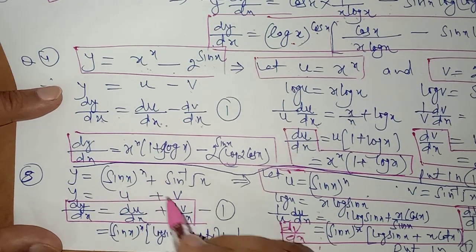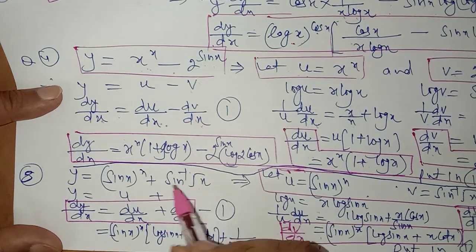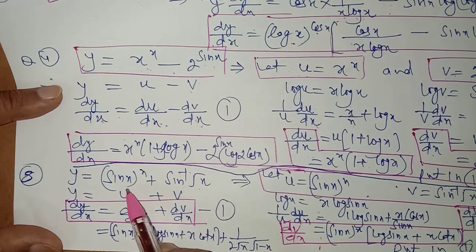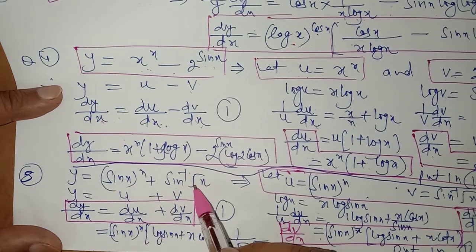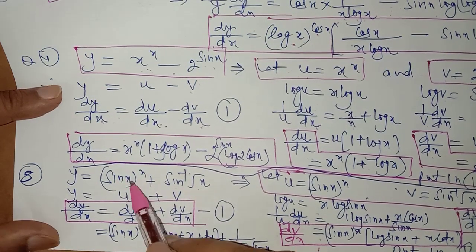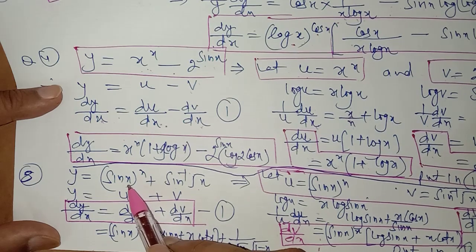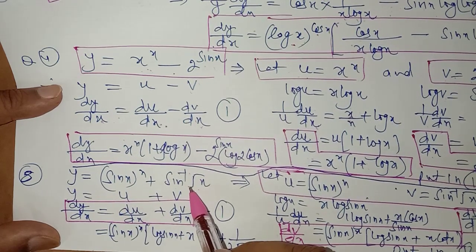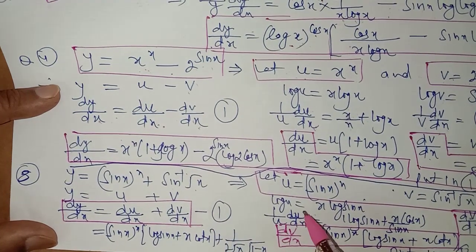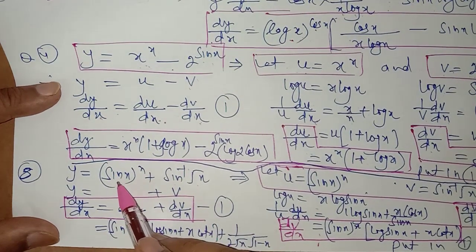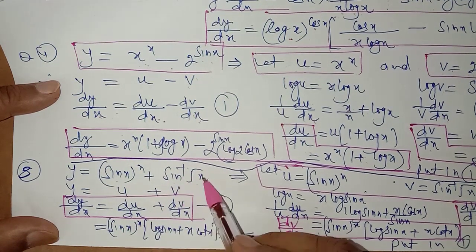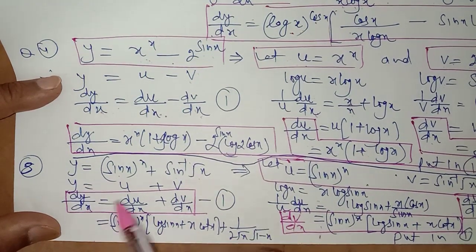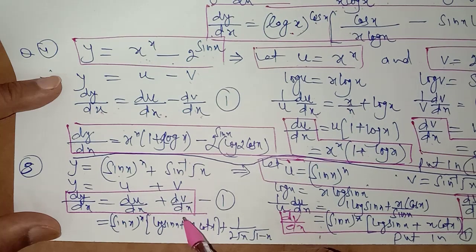sin x raised to power x plus sin inverse root x. Now again, as we discussed in the last lecture, whenever we have a plus or minus sign between the functions and the individual functions cannot be differentiated without taking logs, we let them individually, find their derivatives individually and put them here. So we let (sin x)^x equal to u and sin inverse root x equal to v. So dy/dx will be equal to du/dx plus dv/dx.